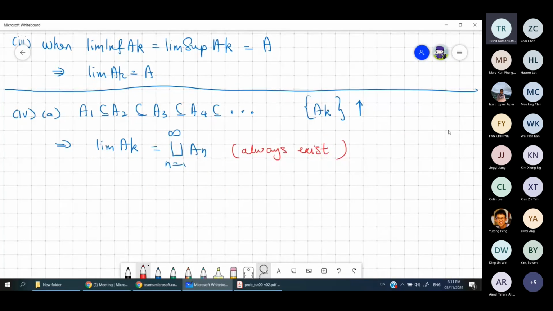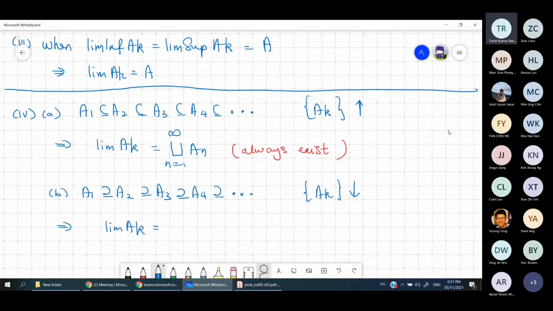Likewise, we have another extreme case, that is a decreasing sequence. So if our A1 is a superset of A2, A2 is a superset of A3, and a superset of A4, and so on, then we simply say that Ak is a decreasing sequence. It is getting smaller and smaller. Again, in this case, the limit of Ak will be just equal to the intersection of all of them. Again, in this case, the limit always exists.